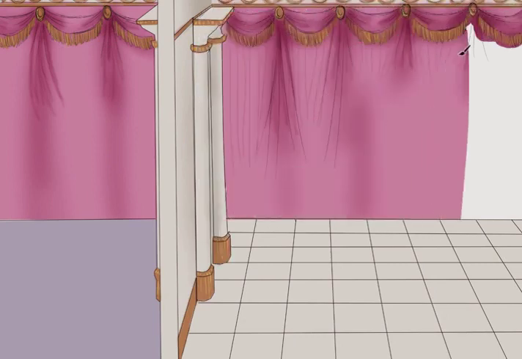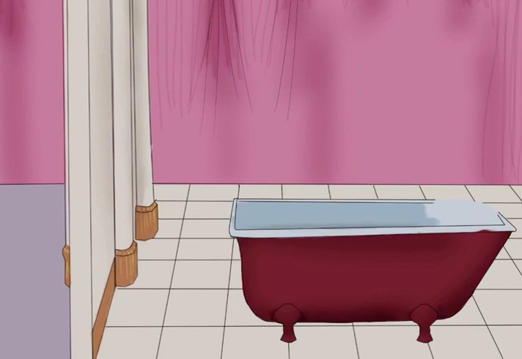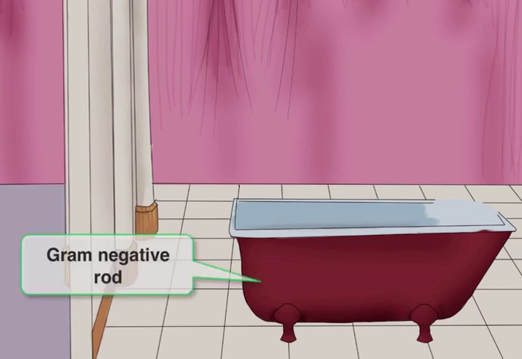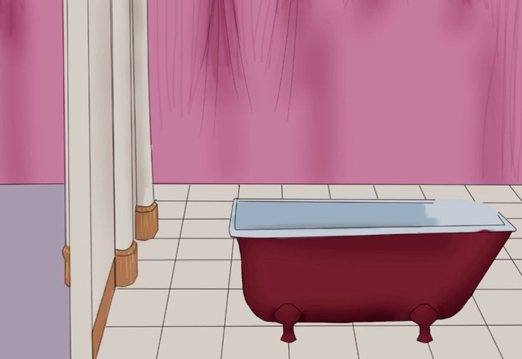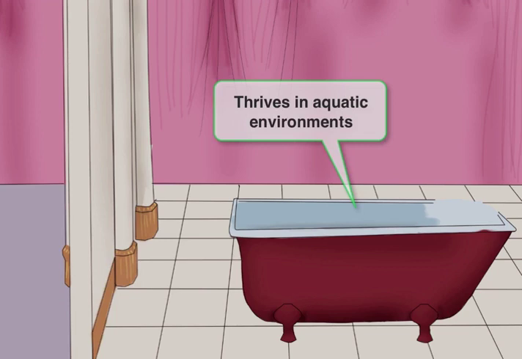This will help you remember that Pseudomonas is gram-negative. Let's start off by drawing a red bathtub in the middle of the room. This tub will help you remember a lot of overall concepts, so it's a good place to start. The redness of the tub and its shape will help you remember that Pseudomonas is a gram-negative rod. The water in the tub is to make the association that Pseudomonas thrives in aquatic environments.